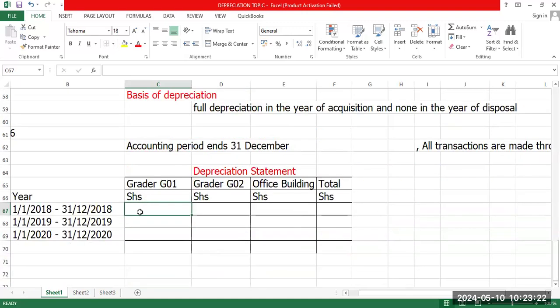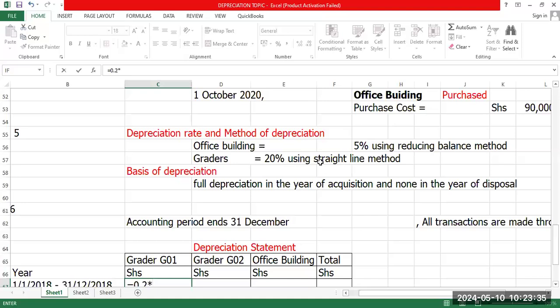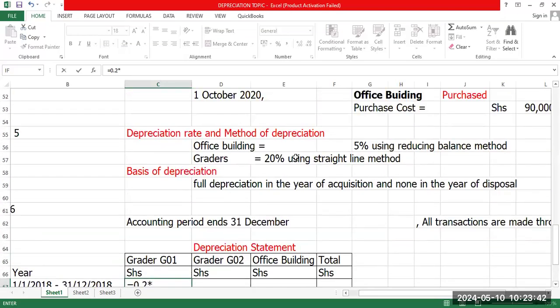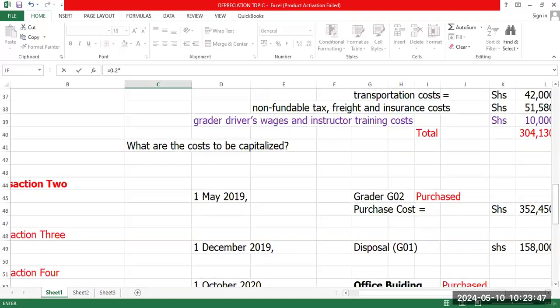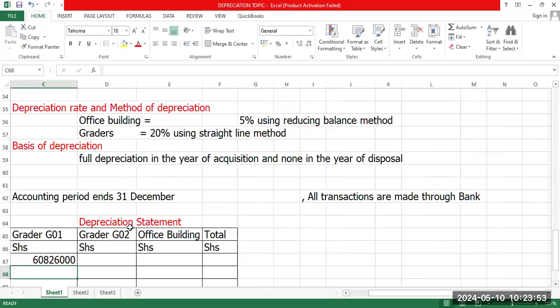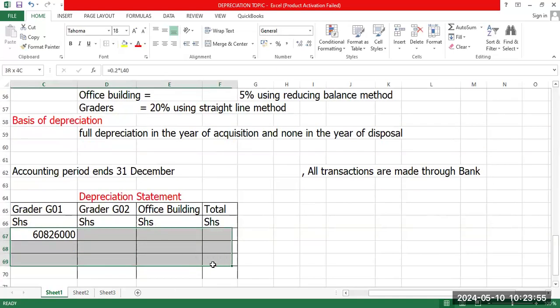So as you get depreciation, you just get on your calculator 0.2 or 20%, then you multiply by the cost, because we are using this rate to depreciate graders. Me, I am using 0.2, then you multiply by the cost. What is the cost of the grader? Grader 1, what is the total capitalized cost? 304. Perfect. I don't know whether you have this value. Yeah, that's what I have.